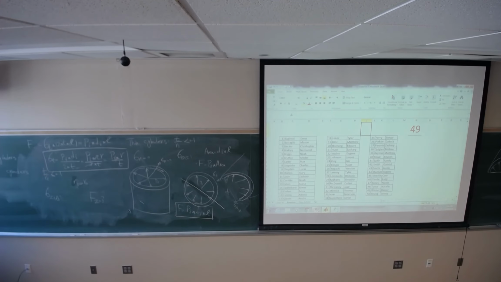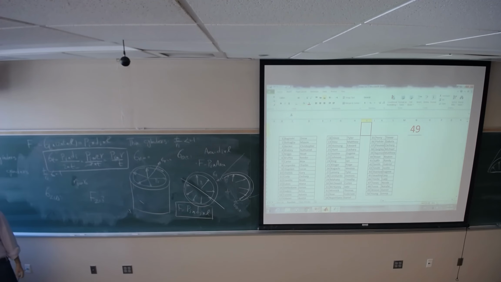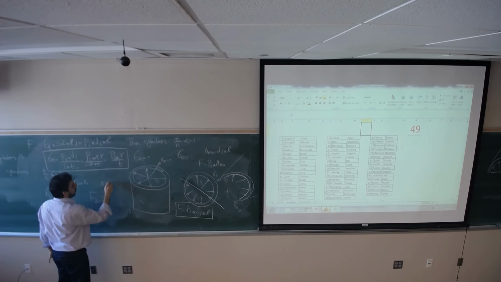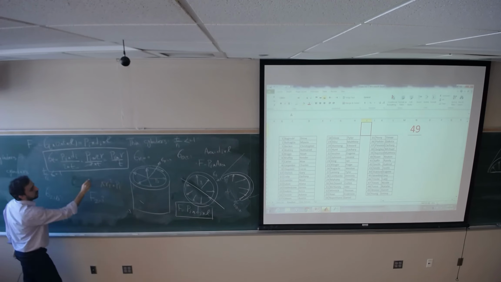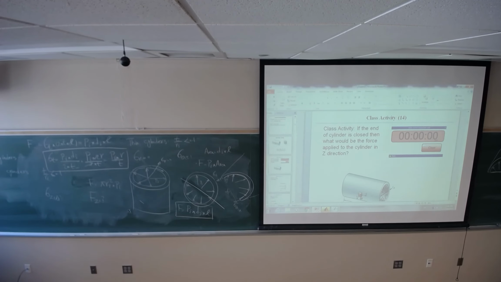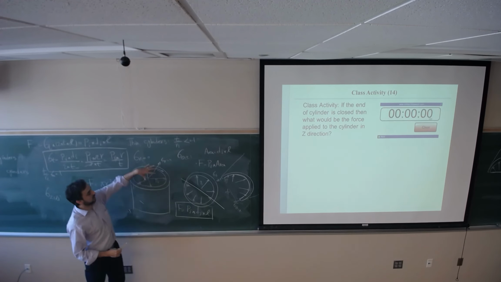R squared. R squared times the area. The area is the bottom cylinder circle, so pi R squared, times the internal pressure. Exactly, this is the force coming through the internal pressure applied to the cap.